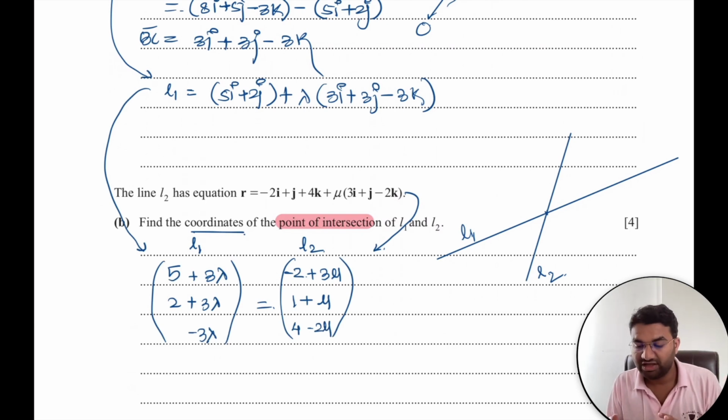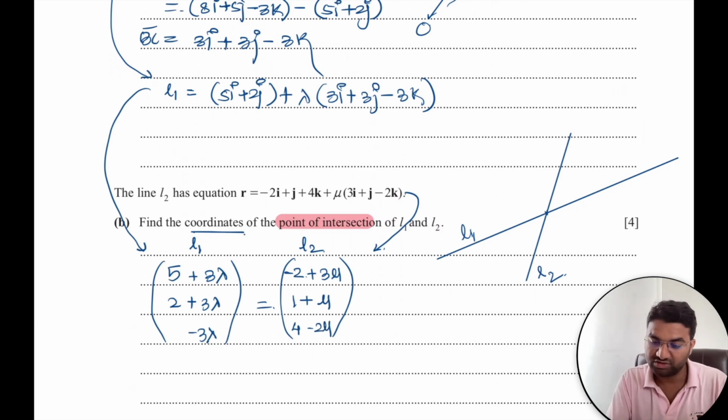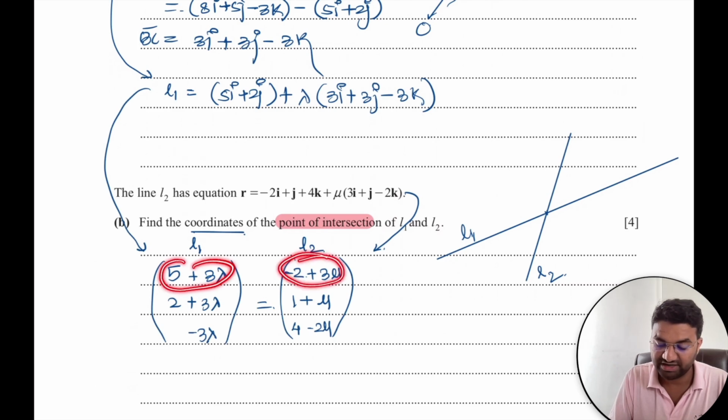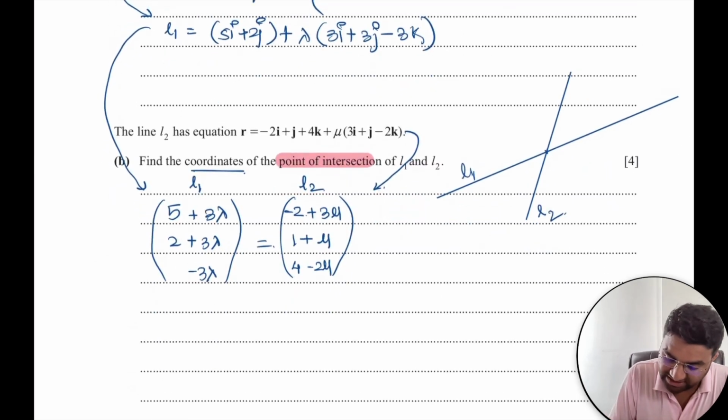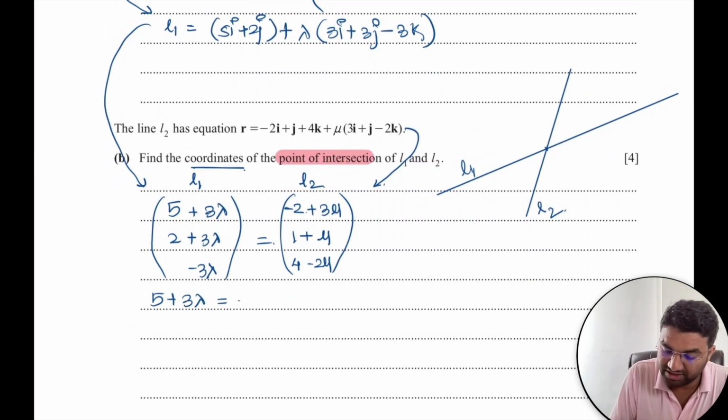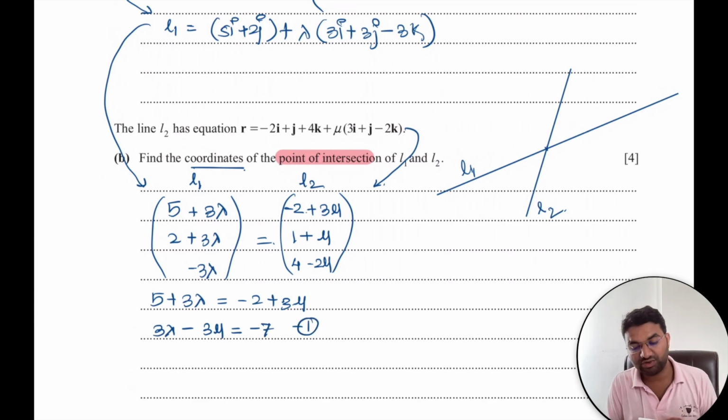Now you can compare the x components on both sides, and the y components, just to find lambda and mu. That's enough to find the point of coordinates. So we take the x component: 5 plus 3 lambda is equal to negative 2 plus 3 mu. If you rearrange, it will be 3 lambda minus 3 mu is equal to negative 7. This is the first equation.